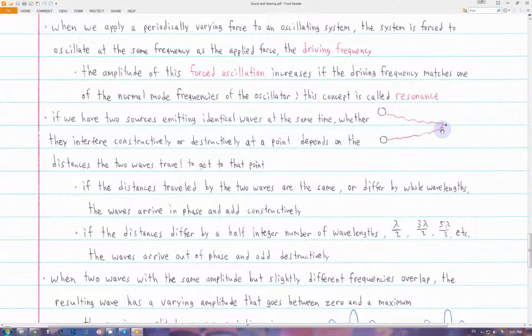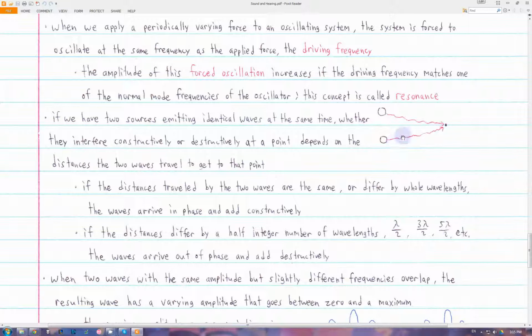They'll be at the same point in their wave cycle if the distance traveled differs by a whole number of wavelengths. Whereas if the distances traveled differ by a half integer number of wavelengths, 1/2 wavelength, 3/2, 5/2, etc., then they'll arrive out of phase and add destructively.